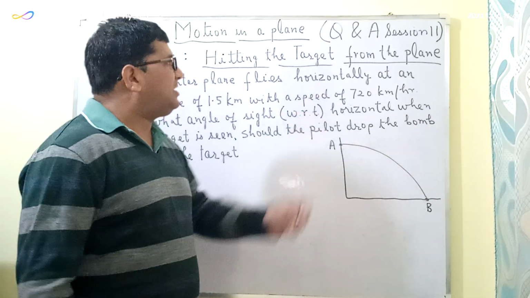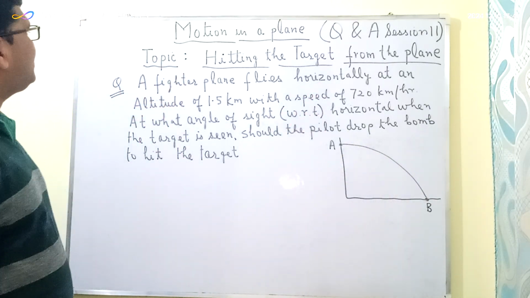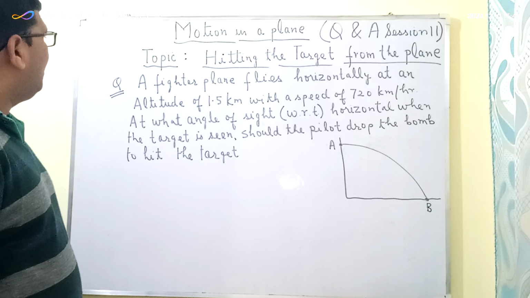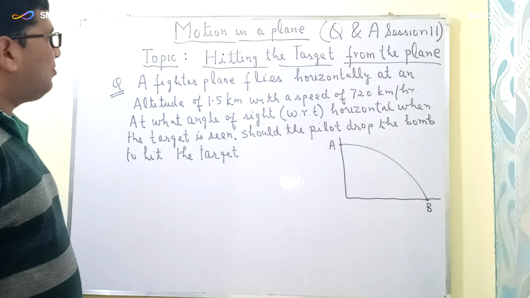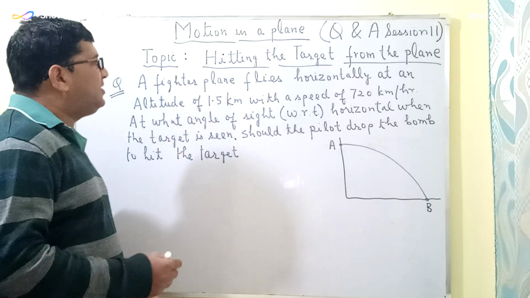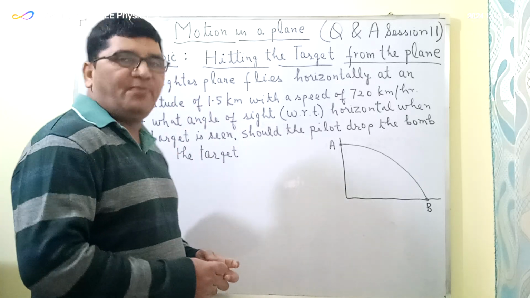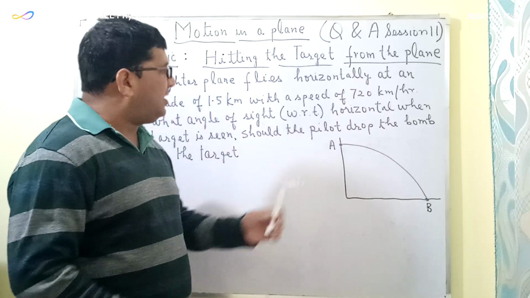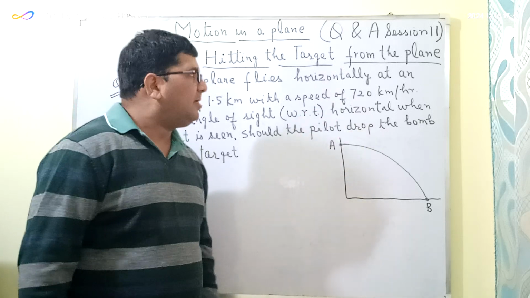Welcome to the Q&A session 11 from the playlist of Motion in a Plane. The topic is hitting the target from the plane. This topic pertains to the dropping of a bomb from a fighter plane in order to hit a particular target.